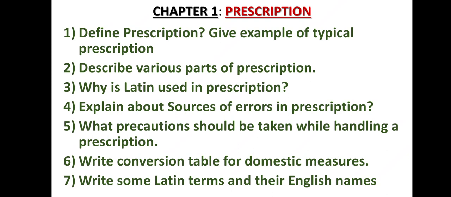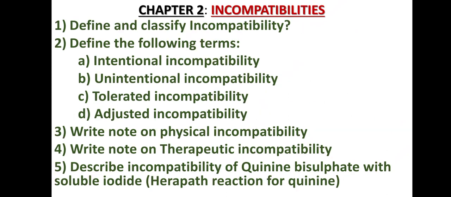And last question number 7. Write some Latin terms and their English names. So you have to read these 7 questions which are very important in chapter 1 prescription. Coming to chapter 2, that is incompatibilities, there are 5 important questions. We can see one by one. First question, define and classify incompatibility.